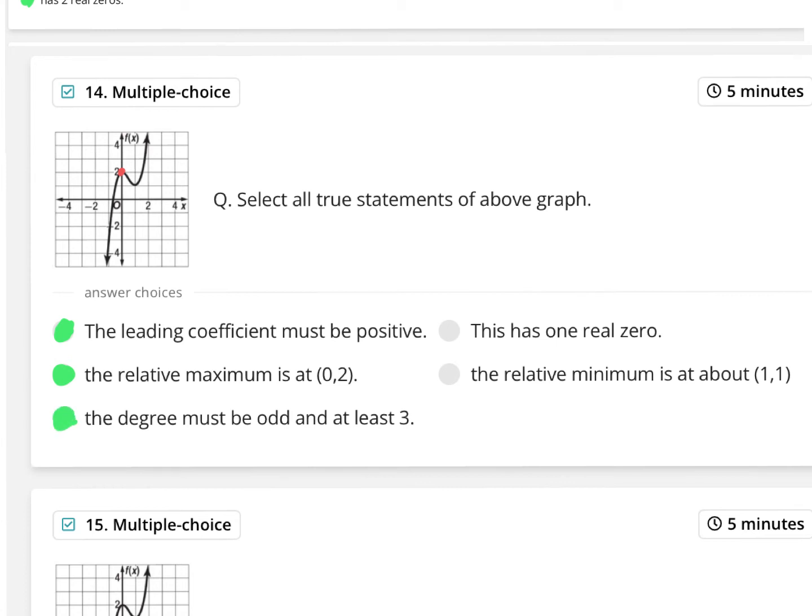And let's move on. This has one real zero. Does it? A real zero means x-intercept. That does cross the x-axis only one time. So this is correct as well.